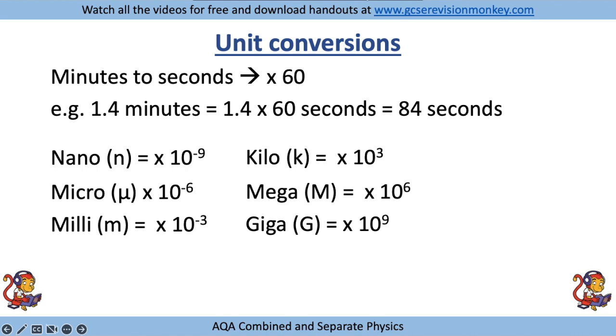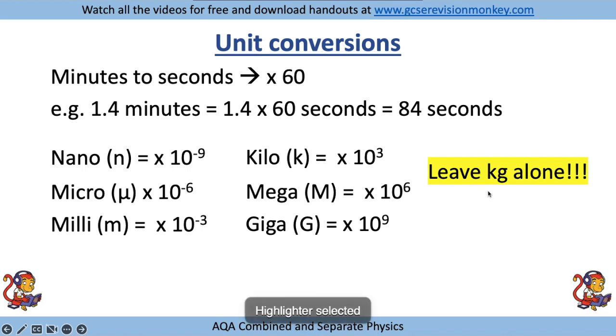But my top tip is leave kilograms well alone, because mass is supposed to be in kilograms. It's supposed to have that kilo prefix in front of it. So leave kilograms alone, but if you see anything else, convert it first.